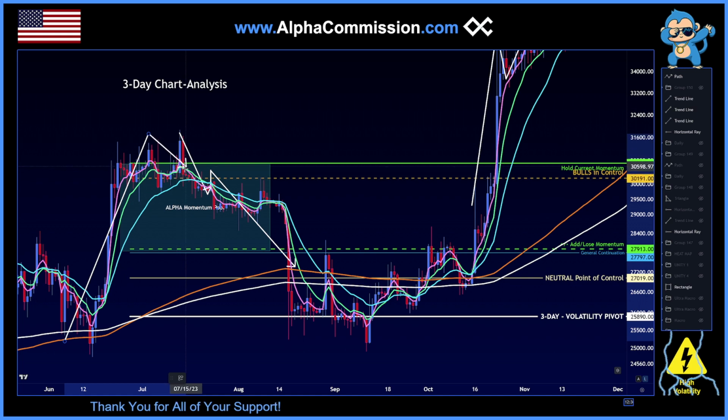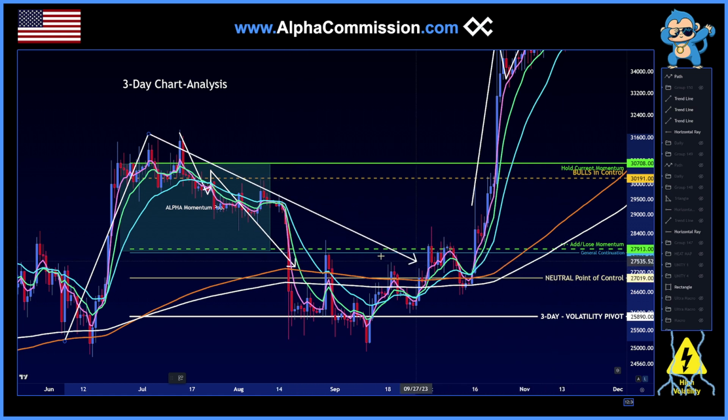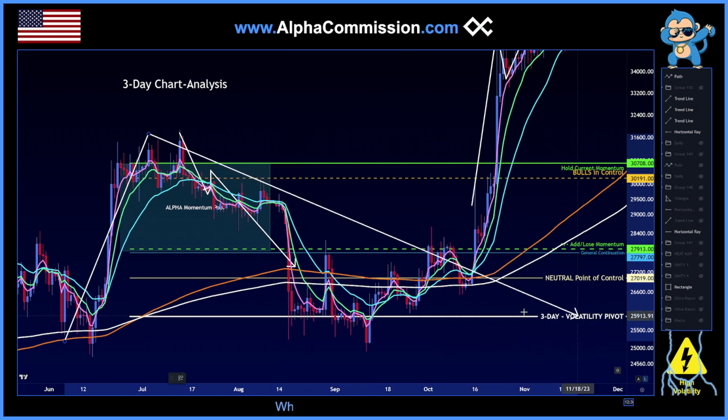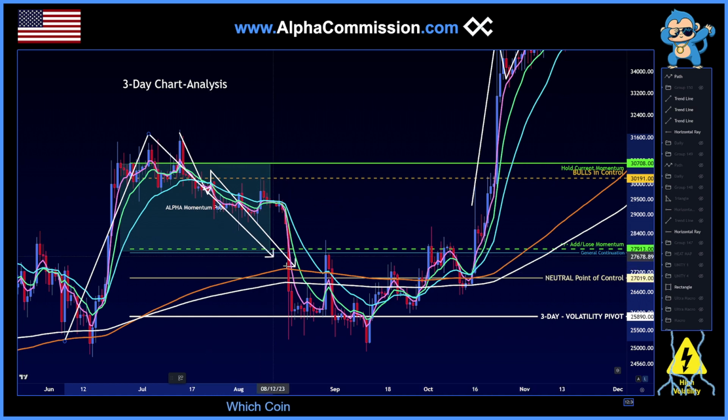You did it again, you hit the bullish control zone, boom, you took your TP1, and then over here you didn't get shorted, right? So the second entry over here, you didn't get stopped out, pardon me. You got your TP1, but then your TP2 would have been the other side of the pool. Boom, you hit it, okay? And then your TP3 could have been the neutral point of control, or it could be the volatility pivot, depending on your philosophy on the neutral point of control.